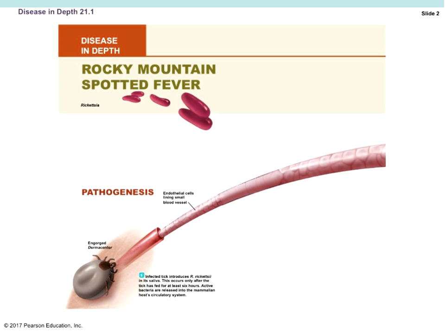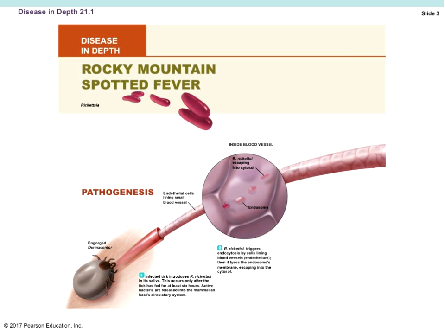So here's the disease and death. We're talking about Rocky Mountain spotted fever. The first thing that happens is that the tick that's been infected with this has the Rickettsias in its saliva. And this occurs only after the tick has been feeding for at least 6 hours. The active bacteria are released into the host circulatory system as it bites the host.